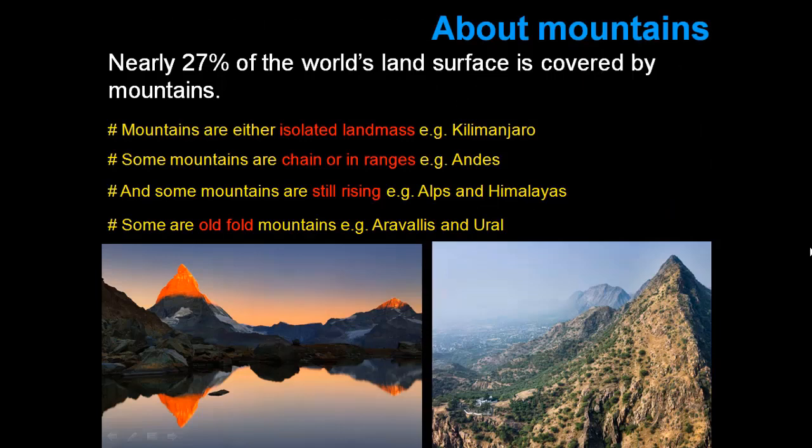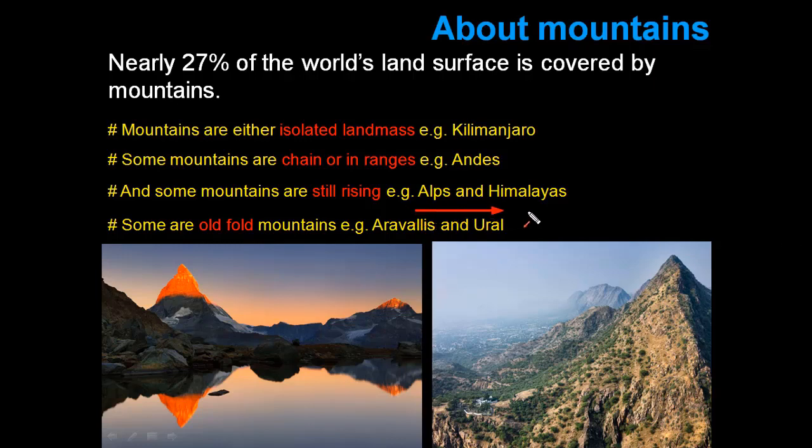Now we'll learn about mountains. Nearly 27% of the world's land surface is covered by mountains. Mountains are either isolated landmasses, for example, in the African continent, Kilimanjaro is a volcanic mountain. Some mountains are in chains or ranges, for example, the Andes in South America, and some mountains are still rising, like the Alps and Himalayas. These are called the newly fold mountains.